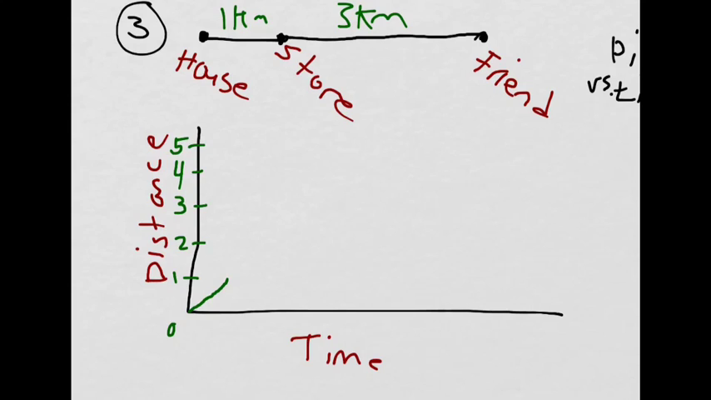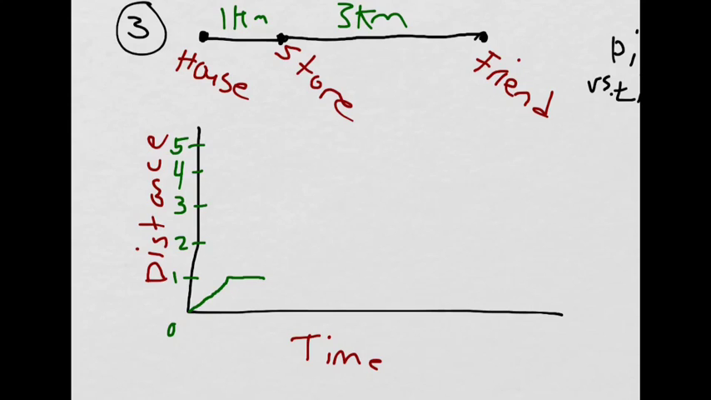After buying a drink at a nearby store that is 1 kilometer from her home, she slowly jogs to her friend's house. So we have to show that she stopped. How do we show that she stopped at the store? A flat line, just for a bit, right? So she stayed at the store for a little while, didn't go anywhere. Now she jogs to her friend's house.